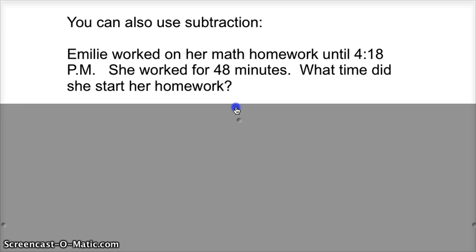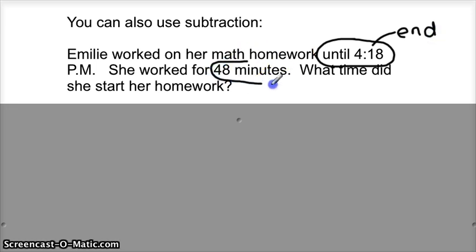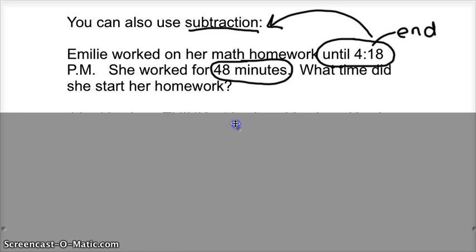Emily worked on her math homework until 4:18 p.m. She worked for 48 minutes. What time did she start her homework? Well, the words until 4:18 tell me that that's her end time. That's when she finished. And since she worked for 48 minutes, I know 48 minutes have gone by. What I don't know is when she started. I'm going to go back in time to figure out her start time. And so I'm going to use subtraction. Let's see what that looks like.